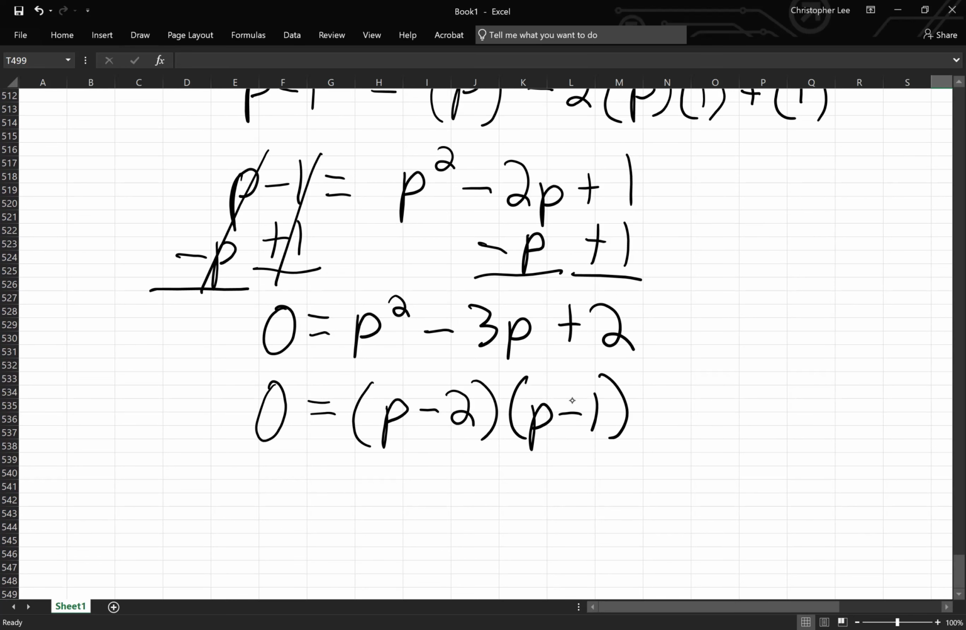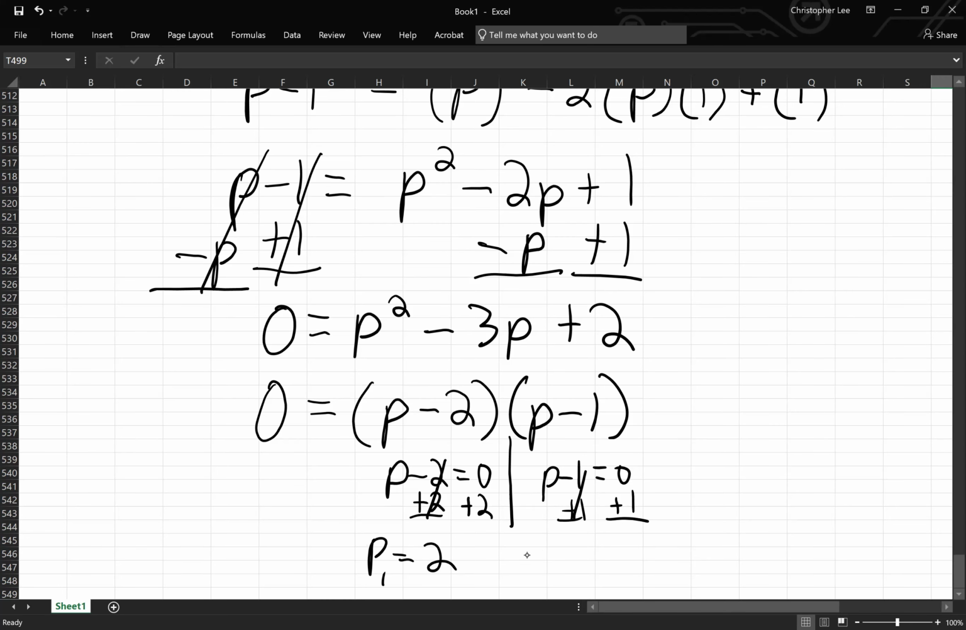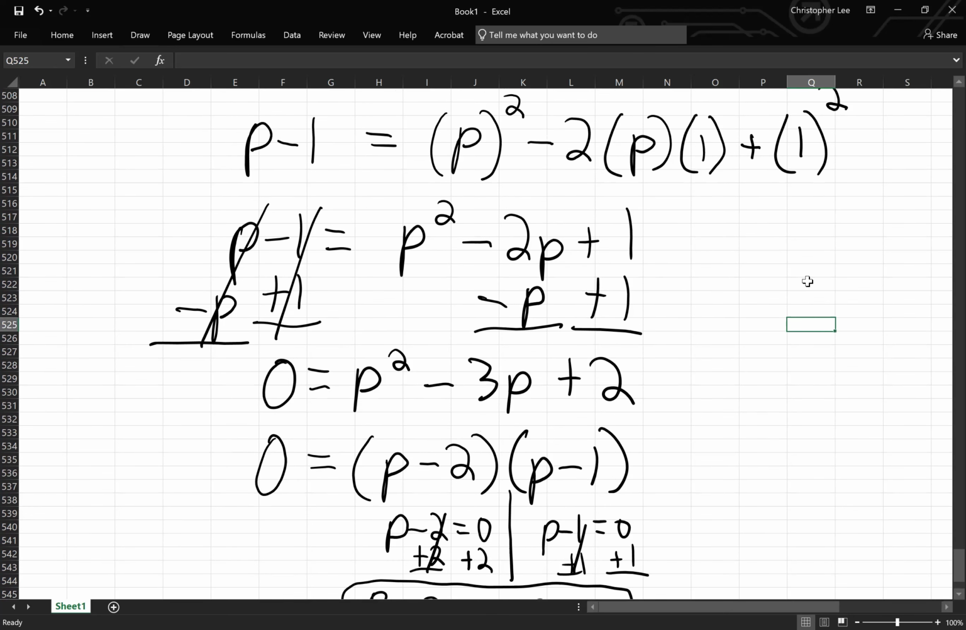You guys can factor however you want, all right? Then we want to set these both equal to 0. So you have P minus 2 is equal to 0 and P minus 1 is equal to 0. I'm going to add 2 over here, what I do to one side, I do to the other. So I have P1 is equal to 2. I'm going to add 1 over here. This is going to be P2 is equal to 1. And that's it. Now, of course, I'm still going to have to check the answers, right? But this is the whole process right here.